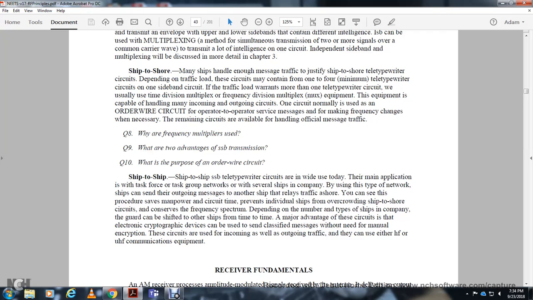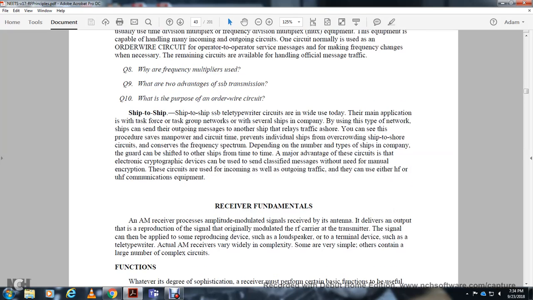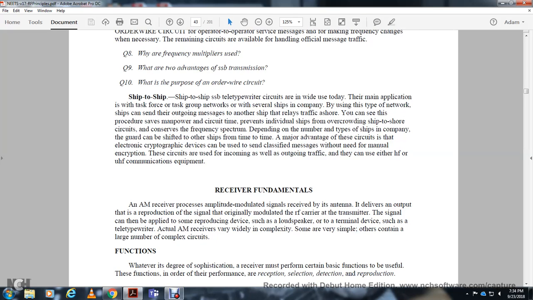The circuits carry incoming as well as outgoing traffic, and they are either high frequency or ultra high frequency communications equipment. Now, receiver fundamentals.